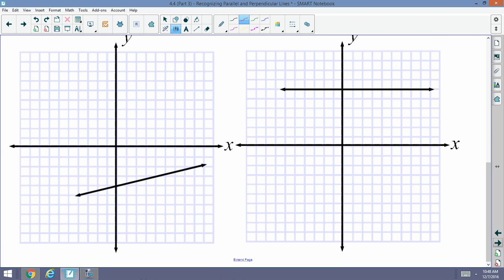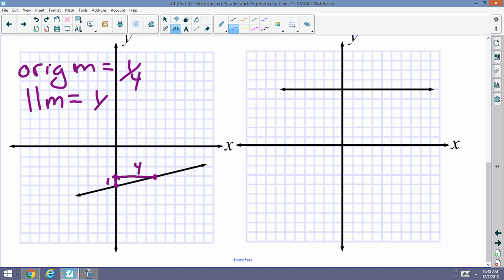Next. Okay, what's the original slope here? Well, I got a perfect point here, and I went up 1 over 1, 2, 3, 4. Yes, sir. So my original slope is 1/4. All right, let's knock it out. What's my parallel slope? 1/4. What's my perpendicular slope? -4 over 1. Perfection.